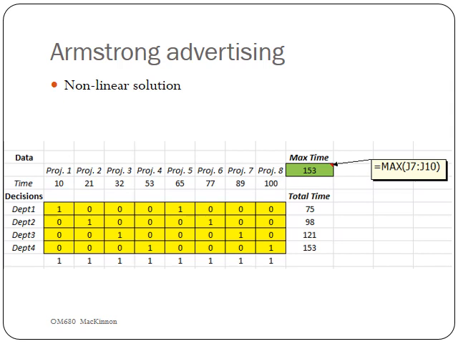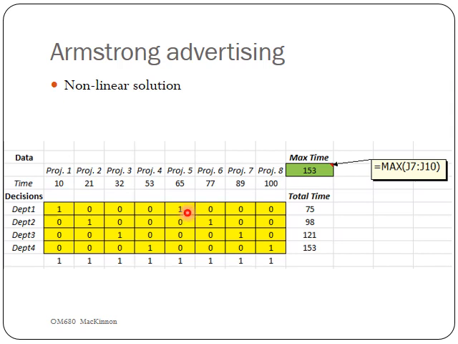Here is the spreadsheet model for the nonlinear solution. It's actually pretty straightforward. We have our departments, and the decision variables are essentially which department gets which projects. The 4 departments and the 8 projects are laid out in matrix format, and the total time is simply a SUMPRODUCT of the row times the time.